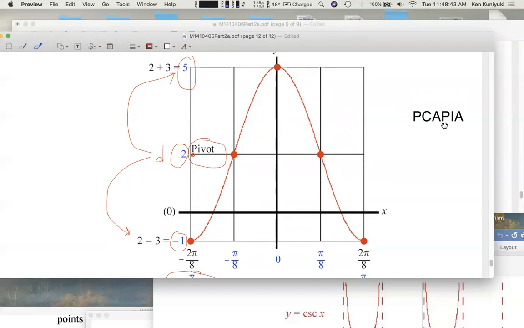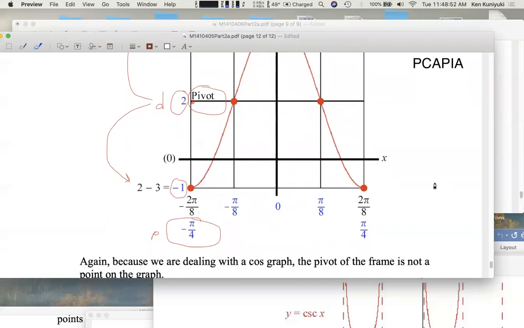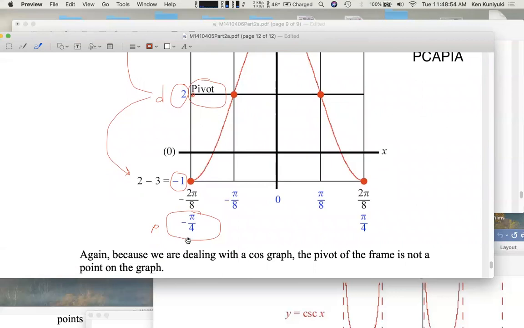The P was for the period, but what we use directly is the increment, I for increment. It was pi over 8. Over here, we start at -pi over 4, but the increment is pi over 8.